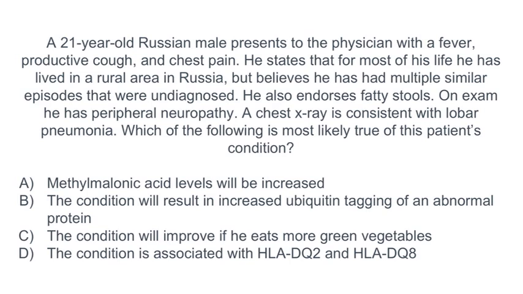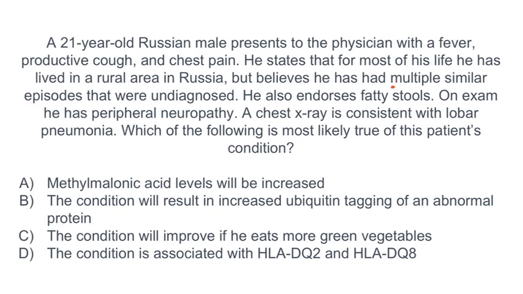A 21-year-old Russian male presents to the physician with a fever, productive cough, and chest pain. He states that for most of his life, he has lived in a rural area in Russia, but believes he has had multiple similar episodes that were undiagnosed. He also endorses fatty stools. On exam, he has peripheral neuropathy. A chest x-ray is consistent with lobar pneumonia. Which of the following is most likely true of this patient's condition? A. Methylmalonic acid levels will be increased. B. The condition will result in increased ubiquitin tagging of an abnormal protein. C. The condition will improve if he eats more green vegetables. Or D. The condition is associated with HLA-DQ2 and HLA-DQ8.